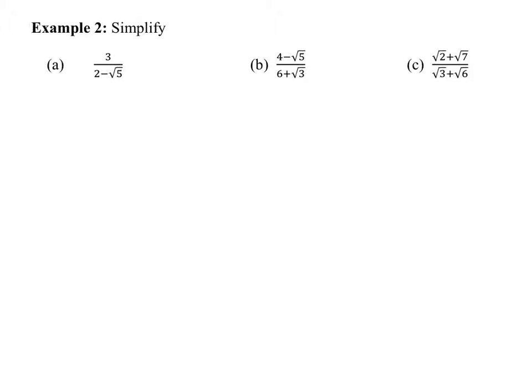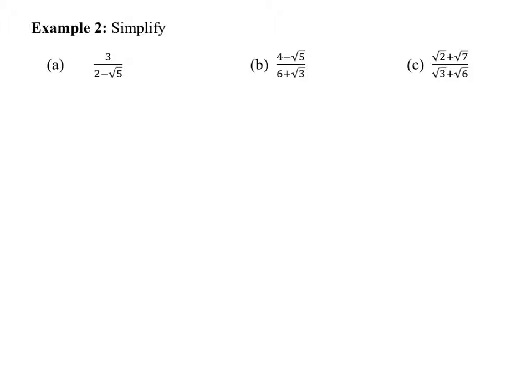How can I simplify part A? There's nothing I can do. I can't divide 3 by 2 minus radical 5. If it was the opposite, if it was 2 minus radical 5 over 3, I could divide the 3 into both. But I can't here.